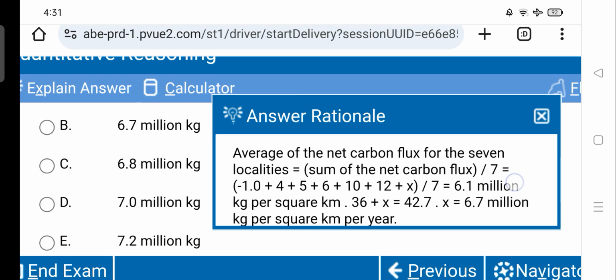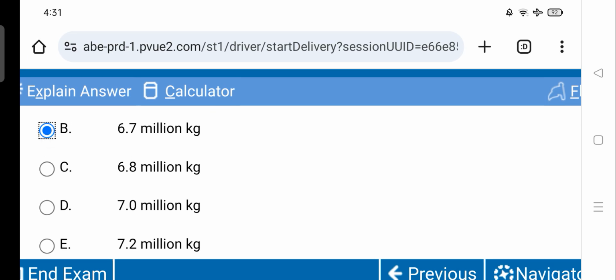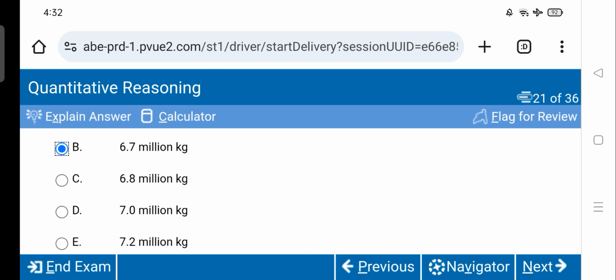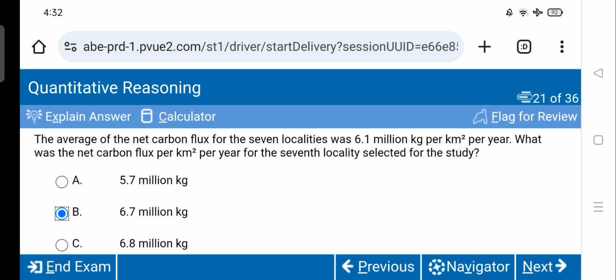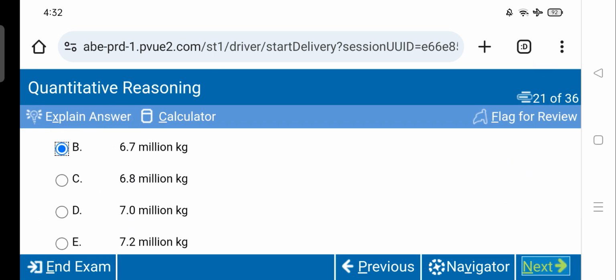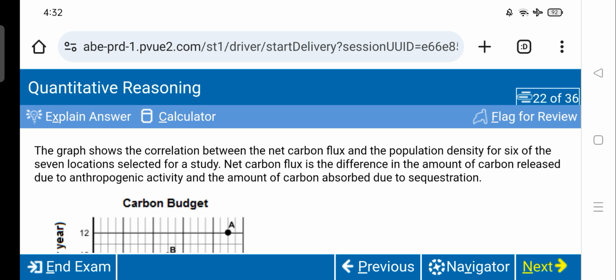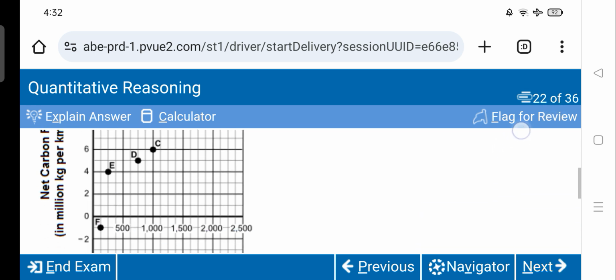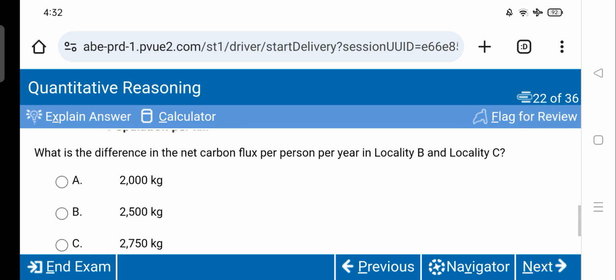So that's how we can say the correct option is option B, which is 6.7 million kilogram. Next we have the same passage, as you can see on the same chart. The question is, what is the difference in the net carbon flux per person per year in locality B and locality C?